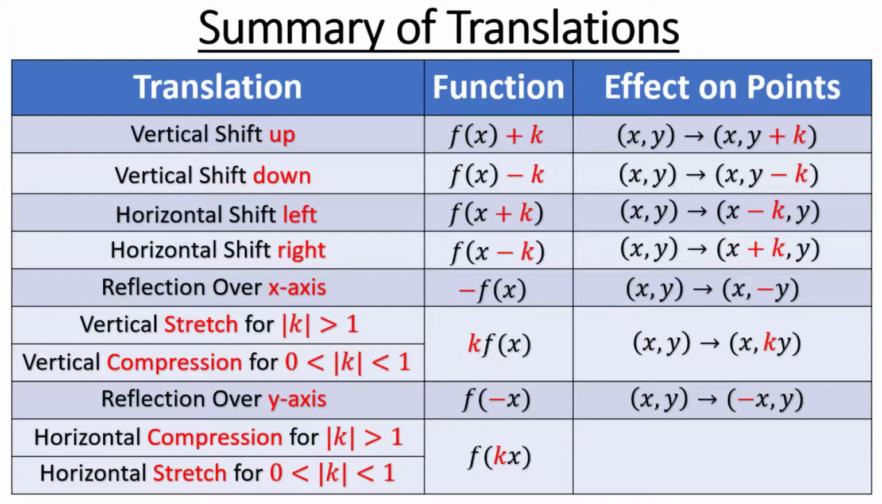The effect on our coordinate points is also a little bit backwards. Instead of multiplying the x values by k, it turns out that you need to multiply the x values by 1 divided by k, or the reciprocal of k. Let's take a look at some examples putting these translations together.